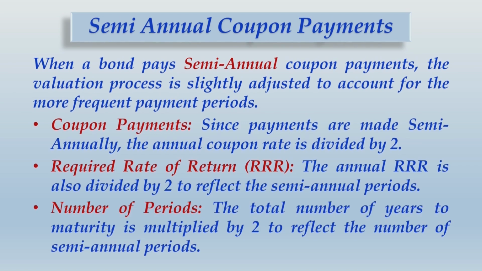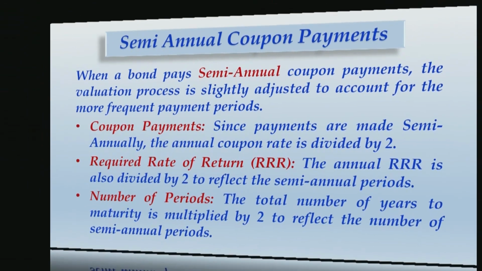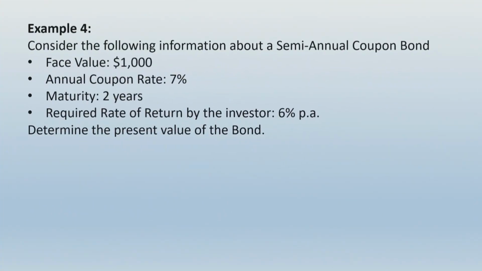And number of periods: the total number of years to maturity is multiplied by 2 to reflect the number of semi-annual periods. So both coupon rate and required rate of return will be divided by 2, and the number of periods will be number of years multiplied by 2. This particular adjustment you need to carry out for making the valuation of semi-annual coupon paying bonds. Alright friends, once you have completed writing these notes, let us move ahead and take up a calculative example.